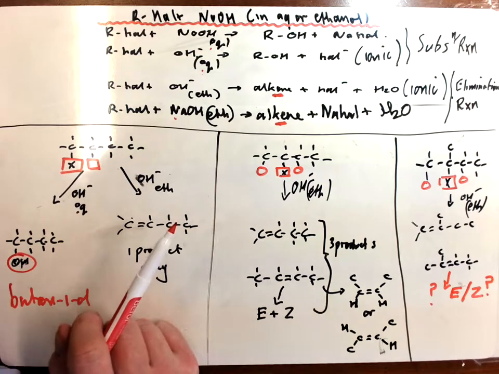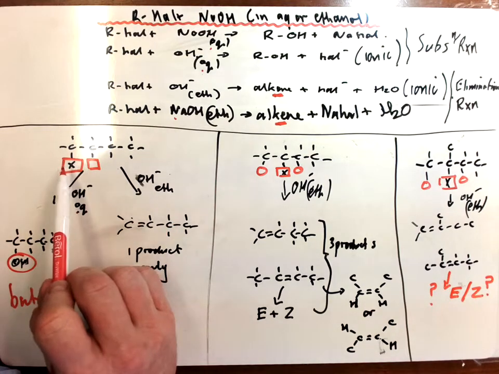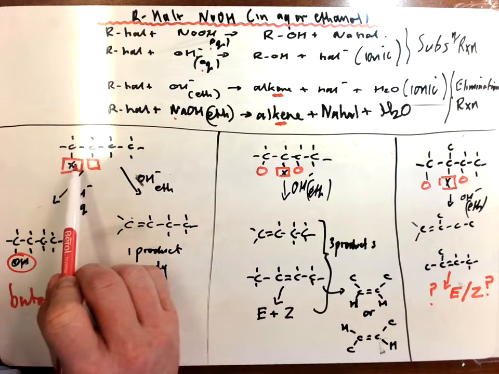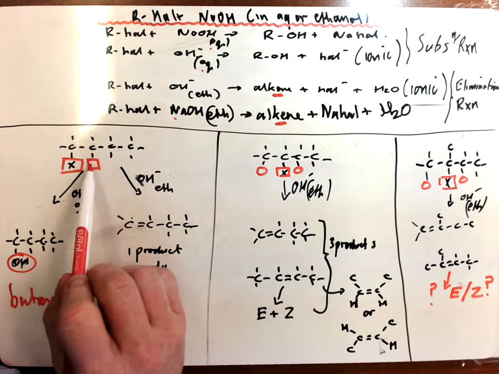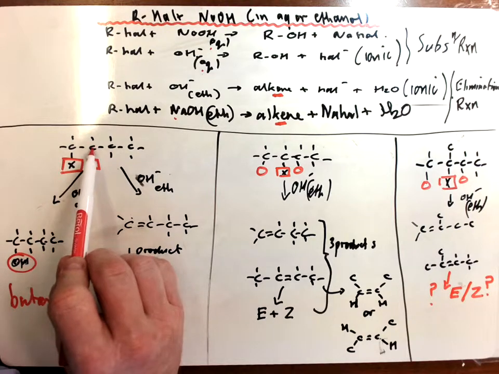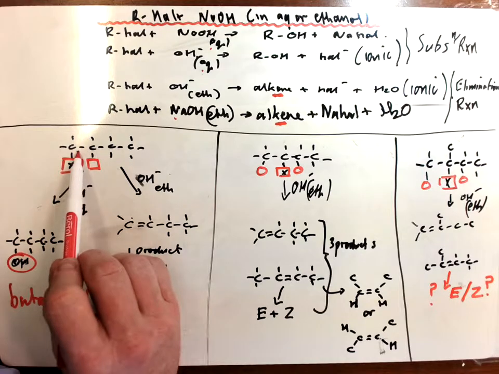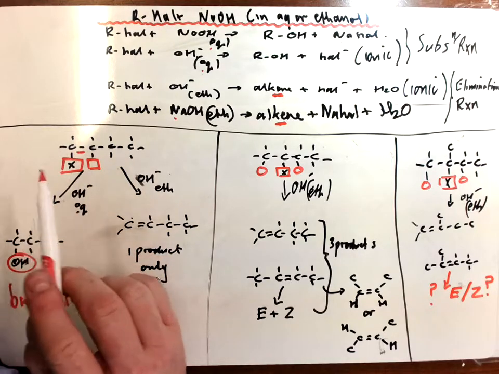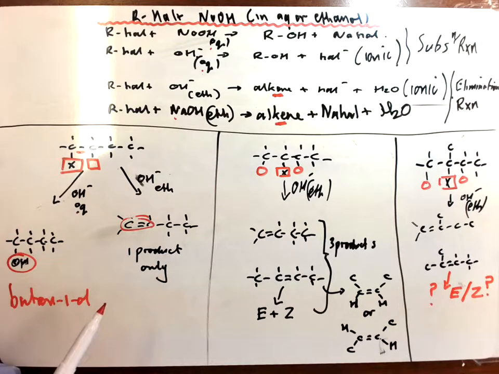Now how do we know where the double bond forms? Well, the halogen, the functional group, will be removed, eliminated, and a hydrogen from an adjacent carbon is also removed. So there's only one adjacent carbon in this instance, which is the one I'm pointing to now, and so the double bond will form there, and you will get one product only. You will get but-1-ene. Let's go and look at one that's a little bit more complicated.